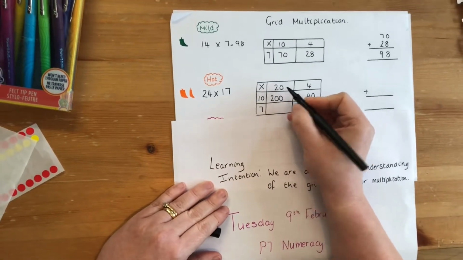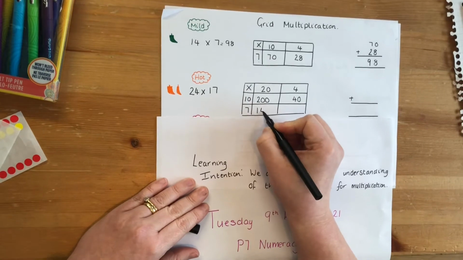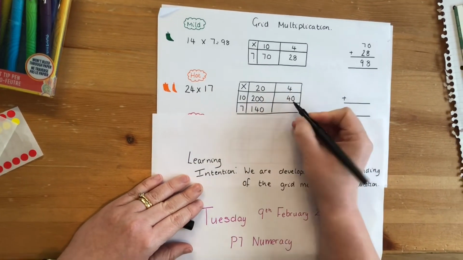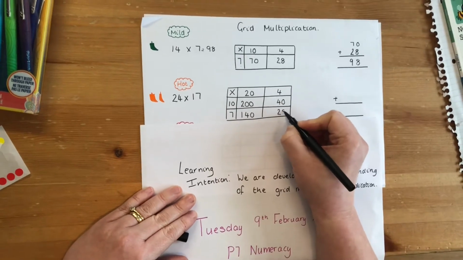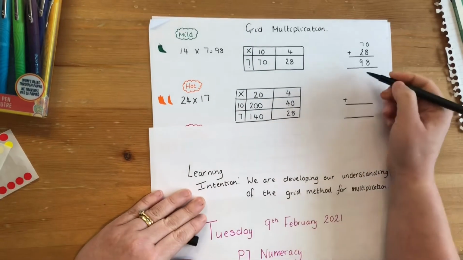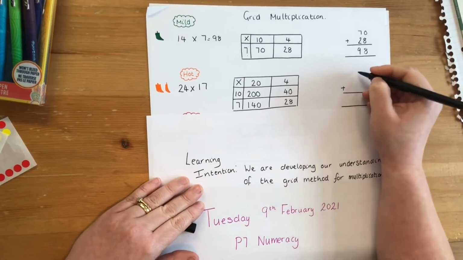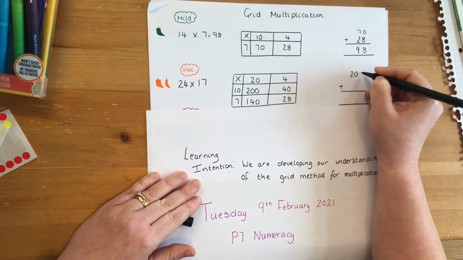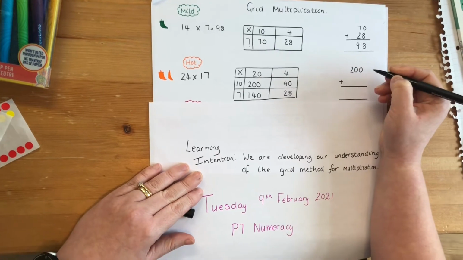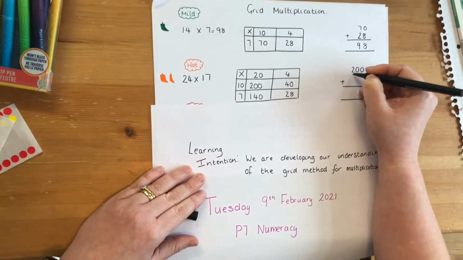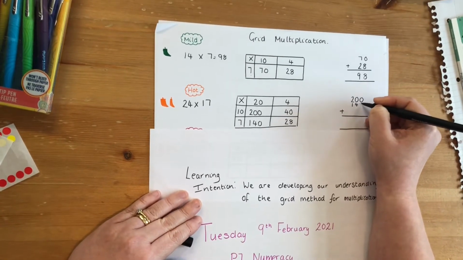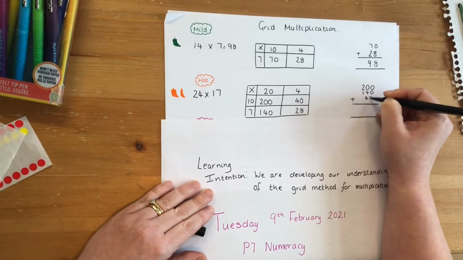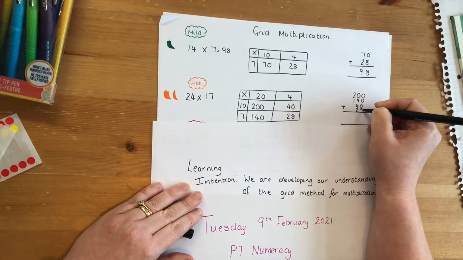7 times by 20 is 140, and 7 times by 4 is 28. Now we're going to put these into our chimney sum. So again, we need to make sure that we line them up in the correct places. So we've got 200 and 140 and 40 and 28.